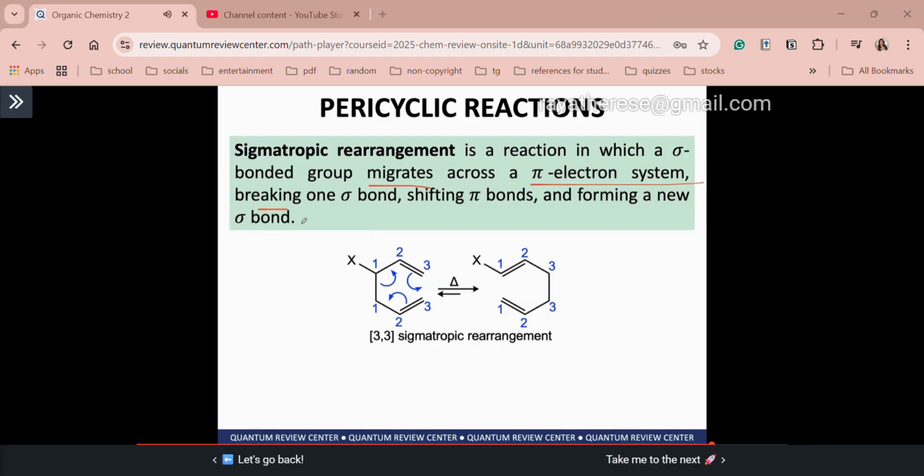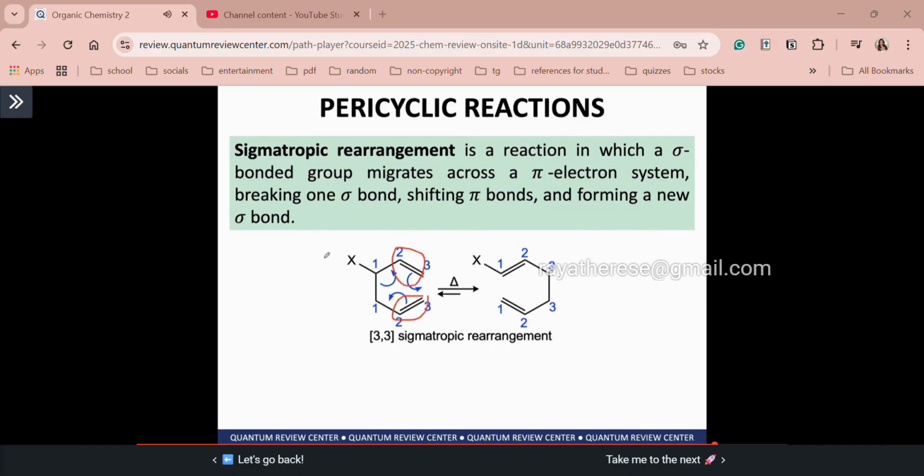Again, your sigma bond group will migrate across a pi electron. Sir, where is that particular sigma bond? Class, that's in your 1,1 atom. Okay, again, that's your 1,2 carbons. So with that being said, because of your migration across your pi electron system, oh sir, wait, where's your pi electron system here? Class, this is your double bonds in the structure.